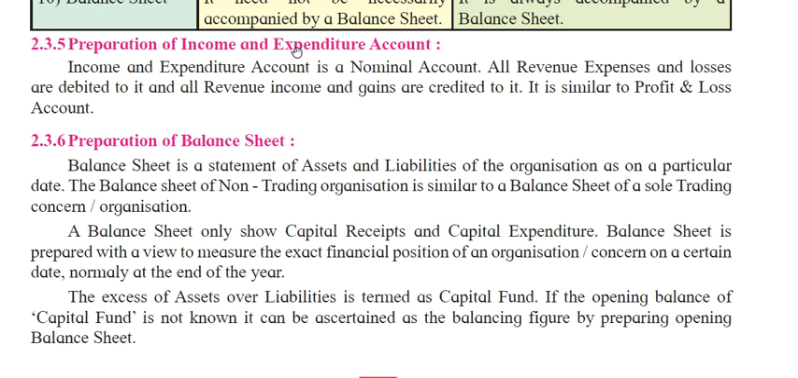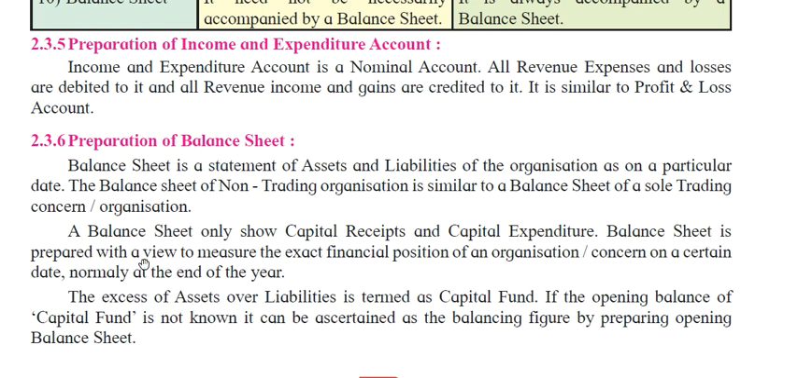And preparation of the income and expenditure account. The income and expenditure account is a nominal account. All revenue expenses and losses are debited to it, and all revenue income and gains are credited to it. It is similar to a profit and loss account. And preparation of a balance sheet. A balance sheet is a statement of assets and liabilities of the organization as on a particular date, and the balance sheet of a non-trading organization is similar to the balance sheet of a sole trading concern. A balance sheet only shows capital receipts and capital expenditure.